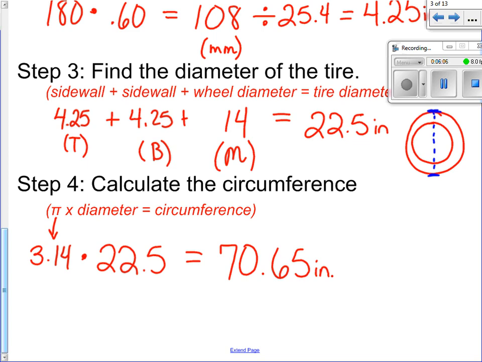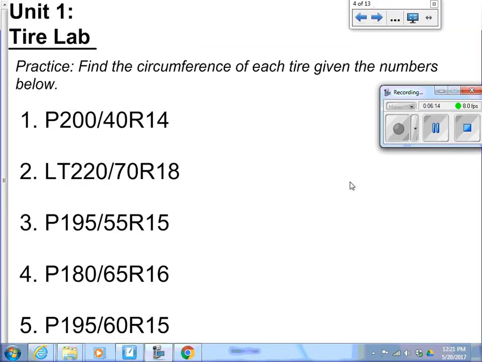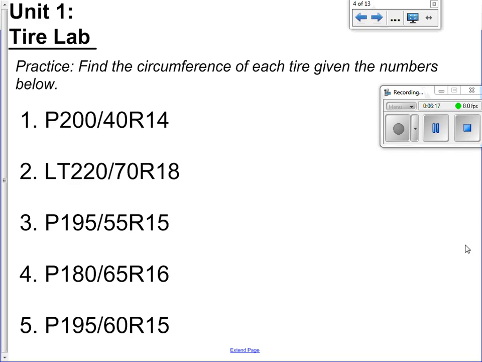All right. So now that you have seen how to calculate the circumference of a tire, we're going to give you a little bit of practice with some familiar numbers. Here we've got a few numbers for you to try to practice and find the circumference of those tires. Remember the 4 steps. Find the width and aspect ratio. Multiply those to get the sidewall height. End up getting the entire diameter of the tire, and then find the circumference. Feel free to look back at your notes from earlier, but let's go ahead and give these 5 a try.